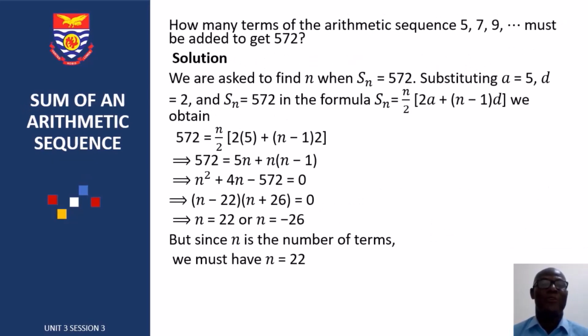Sum of an arithmetic sequence. Example 3. How many terms of the arithmetic sequence 5, 7, 9 up to infinity must be added to get 572? Now we want to find the number of terms of this sequence that will be added to get 572. What it means is that we are given the sum S subscript n to be 572.